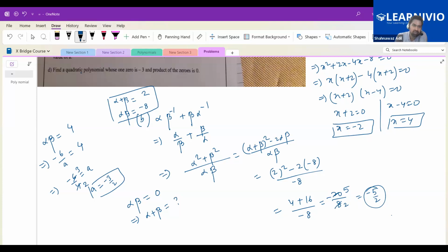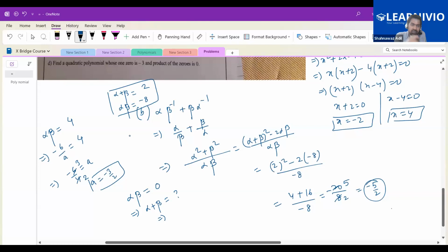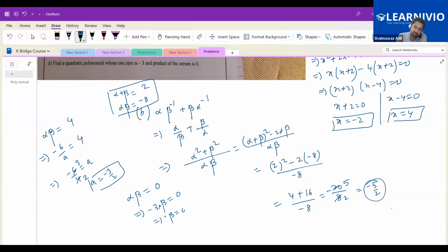You know that the polynomial has one zero as -3. So alpha is -3, right? So the product of the zeros is this one. So x square minus... Okay, so let us put this value. Alpha into beta is 0. One value is -3, so alpha is -3, beta is 0. So this -3 will go to the other side, so beta would be 0.